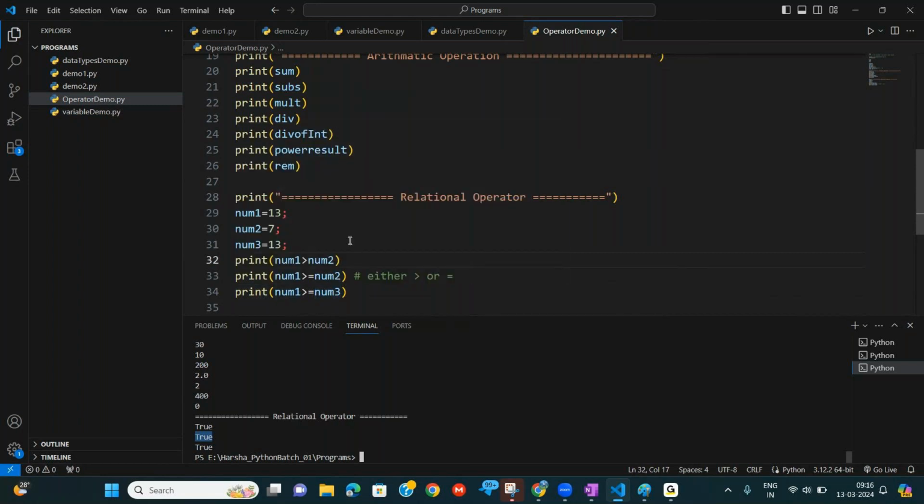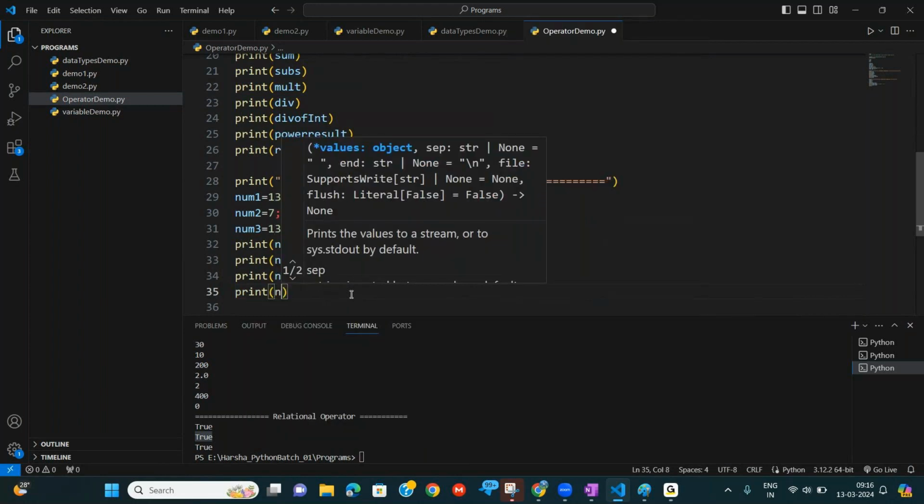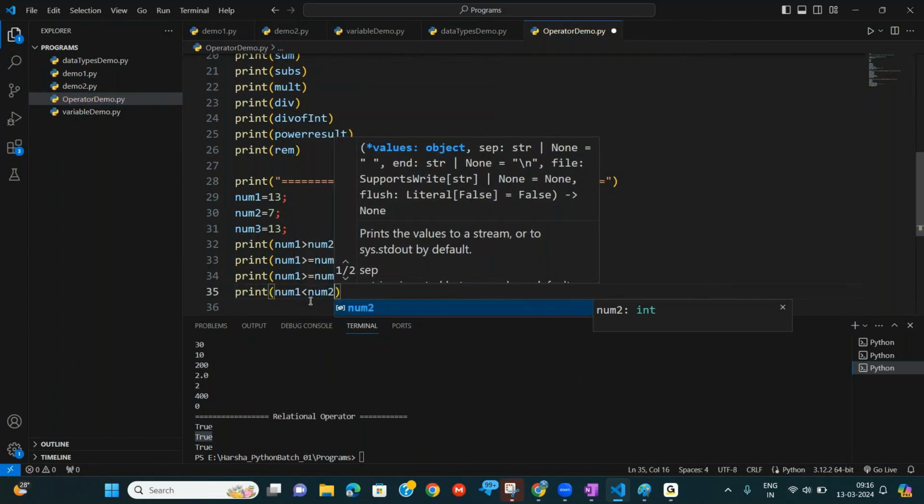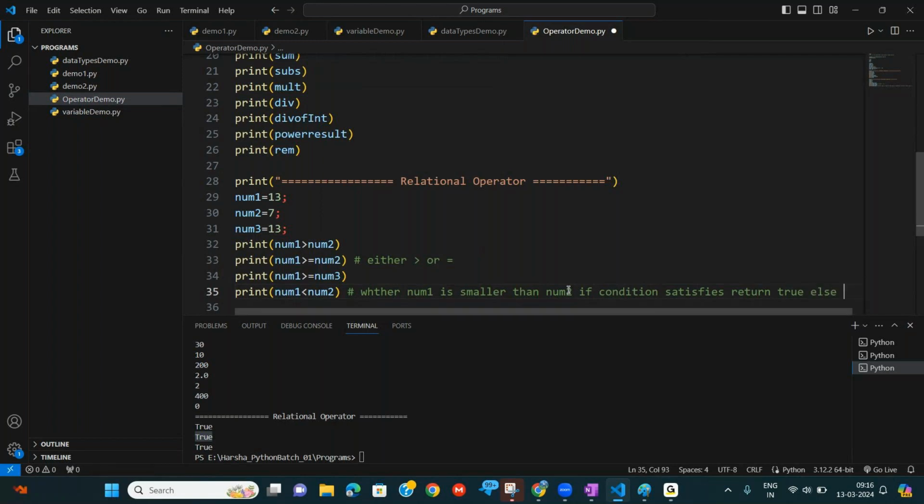Okay, and similarly we have something called less than. Less than is the opposite of greater than. So if I'm trying to write num1 less than num2, it is checking whether num1 is smaller than num2 or not. But here it is not, right? So if the condition is satisfied, return a true value. Else, if the condition is not satisfied, it returns a false value.